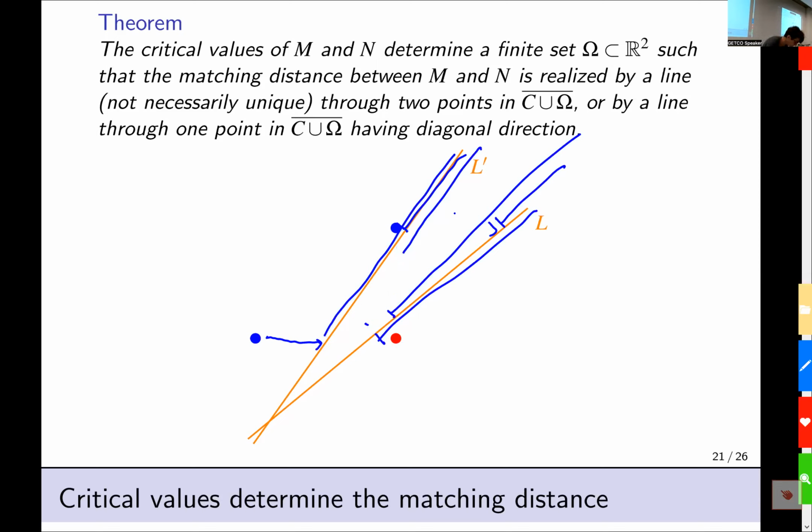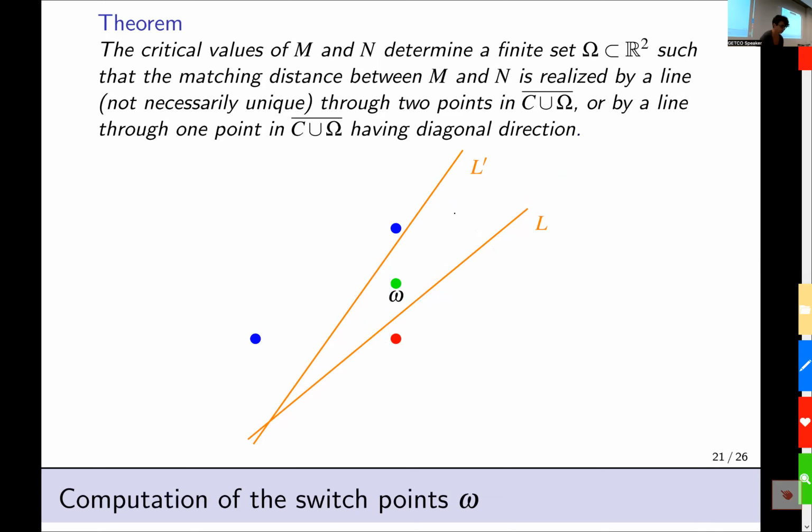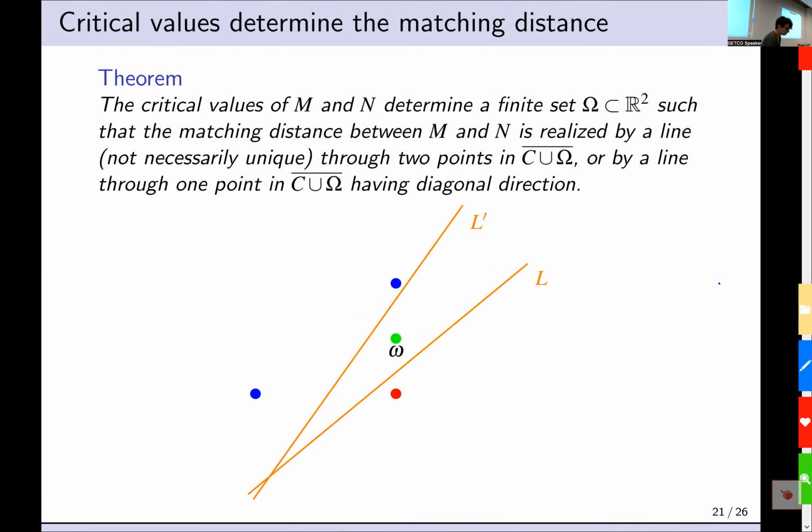For this reason, we refine the equivalence classes, adding more points. So we add new points, which we call omega points, and the omega points depend on the critical values in a way that I will explain. And now the equivalence relation is fine enough so that no switchings can happen for matchings for lines in the same equivalence class.